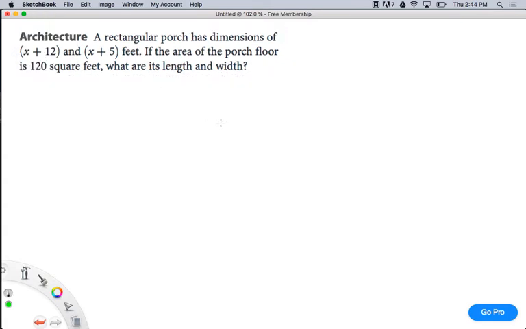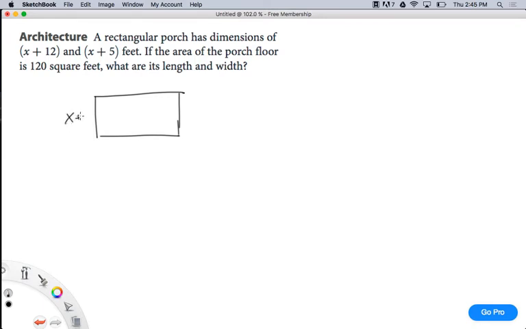Okay. A rectangular porch has dimensions of x plus 12 and x plus 5 feet. If the area of the porch floor is 120 square feet, what are its length and width? It's a rectangular porch. What should I draw? A rectangle. Good.